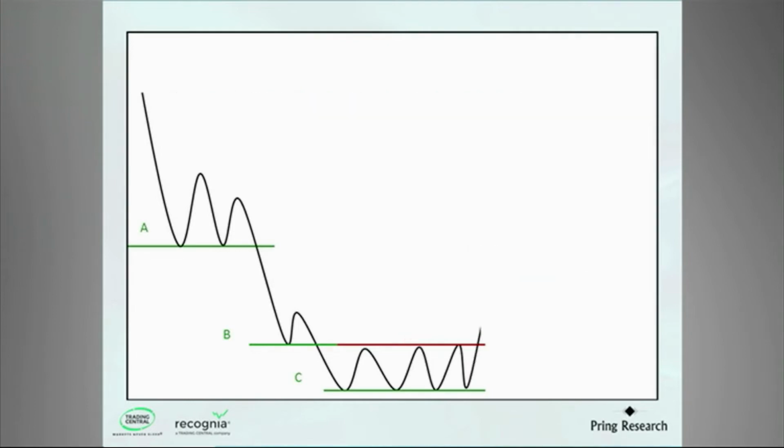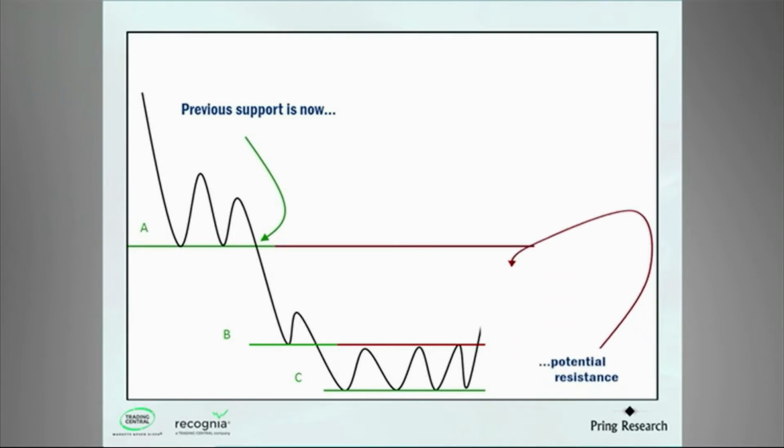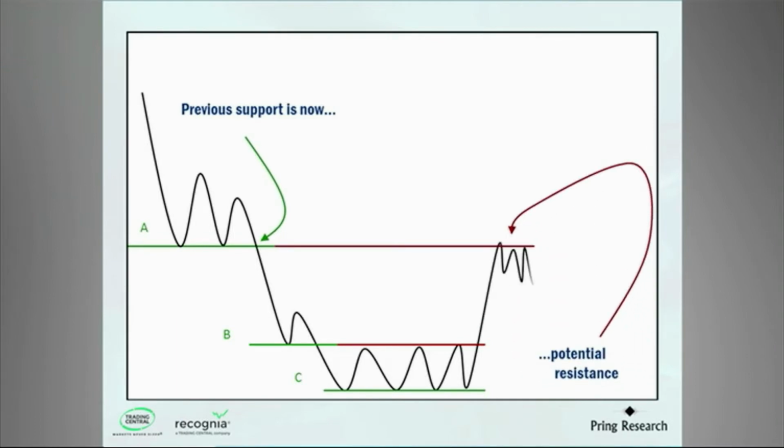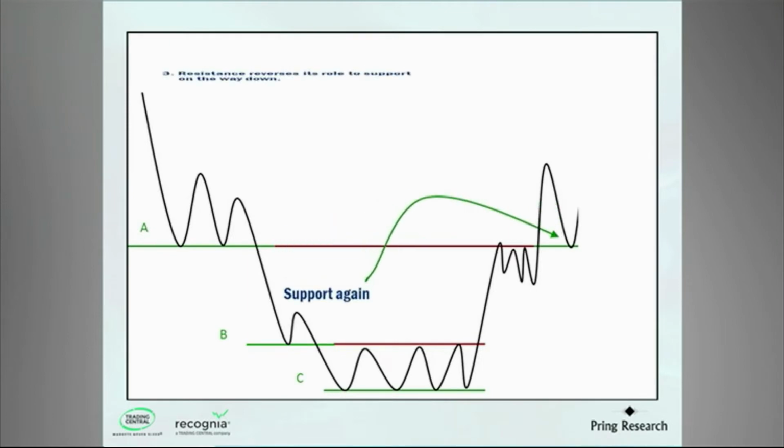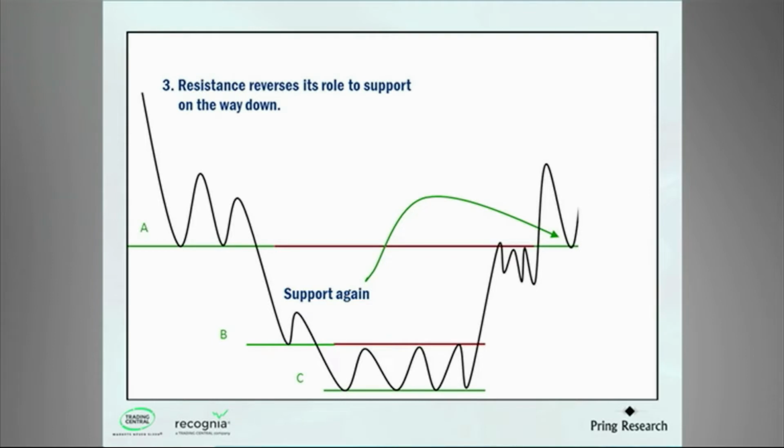Finally, we see the price rally through resistance at B. So where's the next level of resistance likely to be? The next level of previous support, perhaps? As you can see, that's exactly what happened. After a brief consolidation, the price rallies through this resistance, but the subsequent decline then finds support at A again. Thus our third principle is that resistance reverses its role to support on the way down.